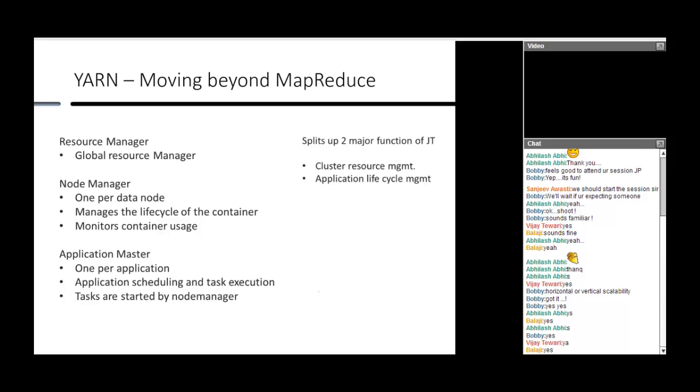Now we will spend a few minutes on YARN and understand what advancements are done on YARN. YARN has a few major components: Resource Manager, Node Manager and Application Master. As I told you earlier, the job tracker functionality in Hadoop 1.0 has basically two major tasks: cluster resource management and application lifecycle management. When I say application, it is nothing but a MapReduce program. When you write one MapReduce program, it is called one application.